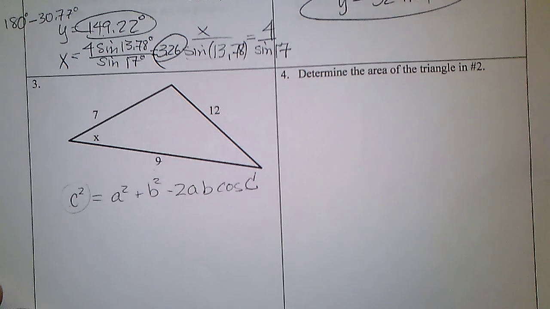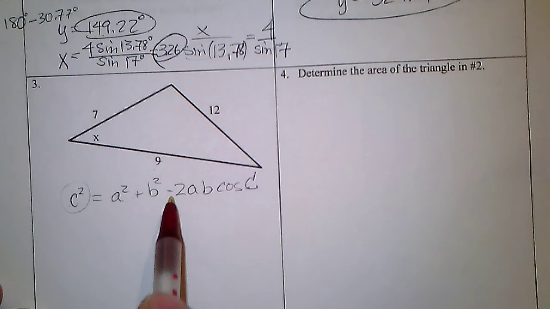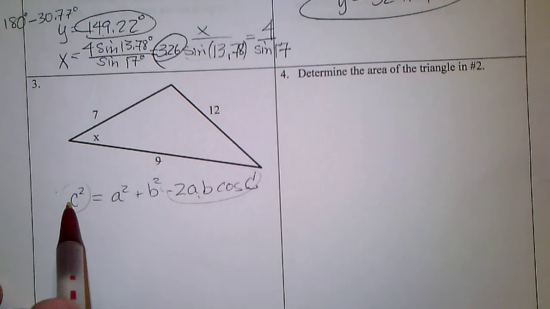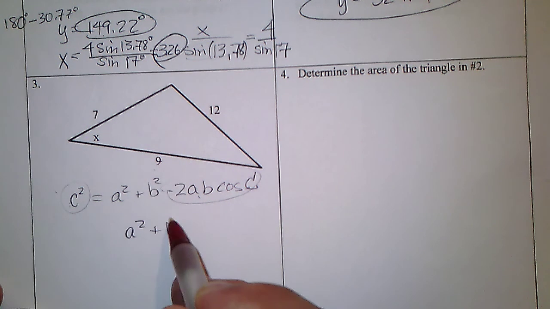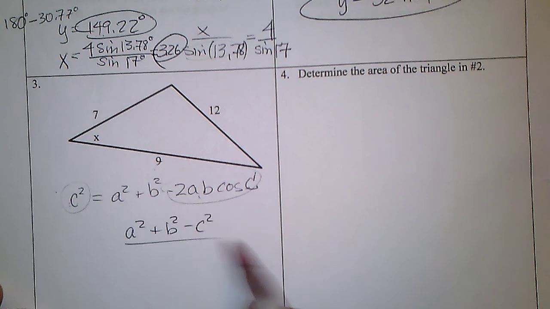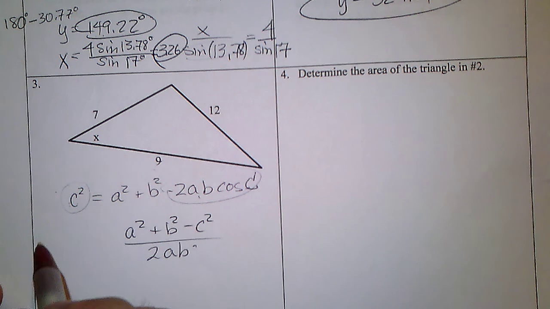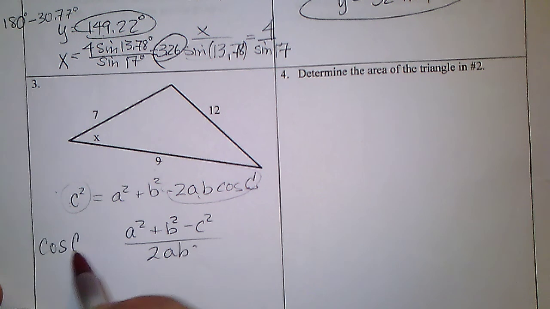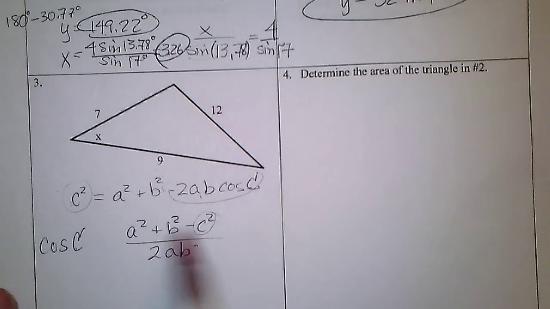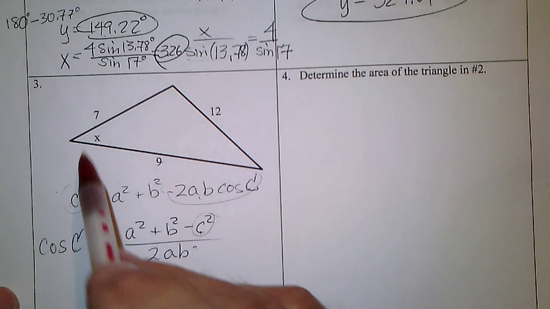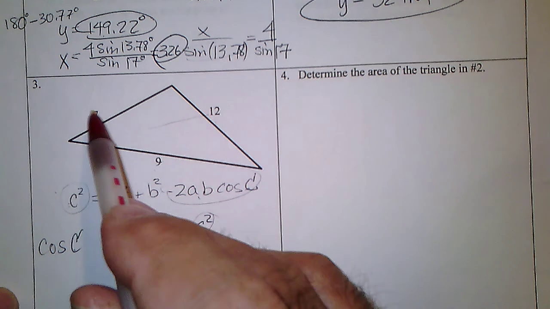And if you solve this for C, we can add this quantity over to here, subtract the C squared, and we get A squared plus B squared minus C squared over 2AB is equal to the cosine of C. And notice C is across from this side. So the side we use here has to be the one across from the angle, 12. The A and B are 7 and 9.